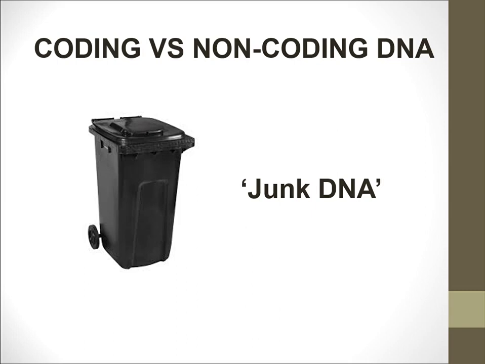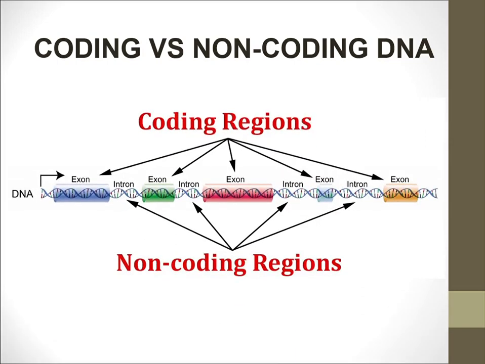But we now know better. Instead of referring to it as junk DNA, we know that it actually does stuff. The other 98% of our DNA does have a function, so we refer to that as non-coding DNA. When I say coding, I mean coding for proteins. In this picture, the coding regions are shown in colors, and we refer to those as exons. And in this image, as an example of a non-coding region, we have these things called introns. So coding refers to protein producing sections of DNA. Non-coding refers to anything that is not coding for a protein.